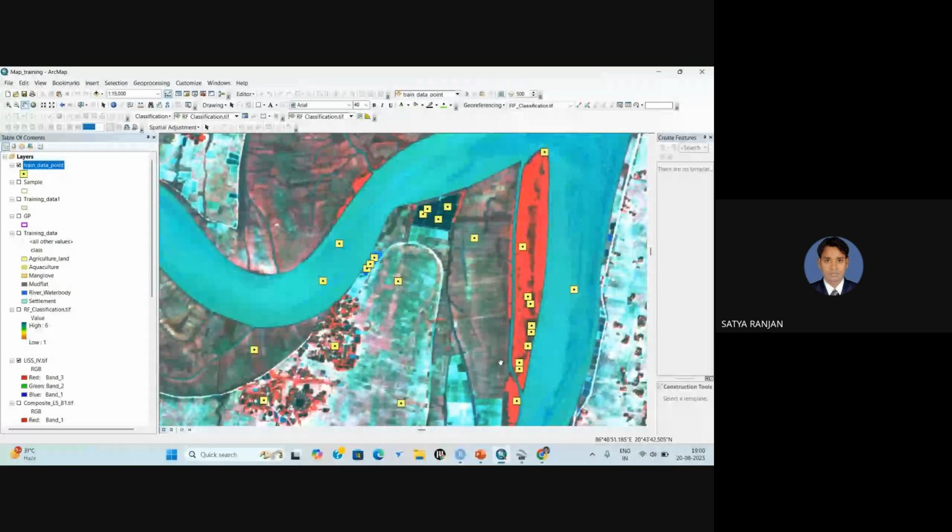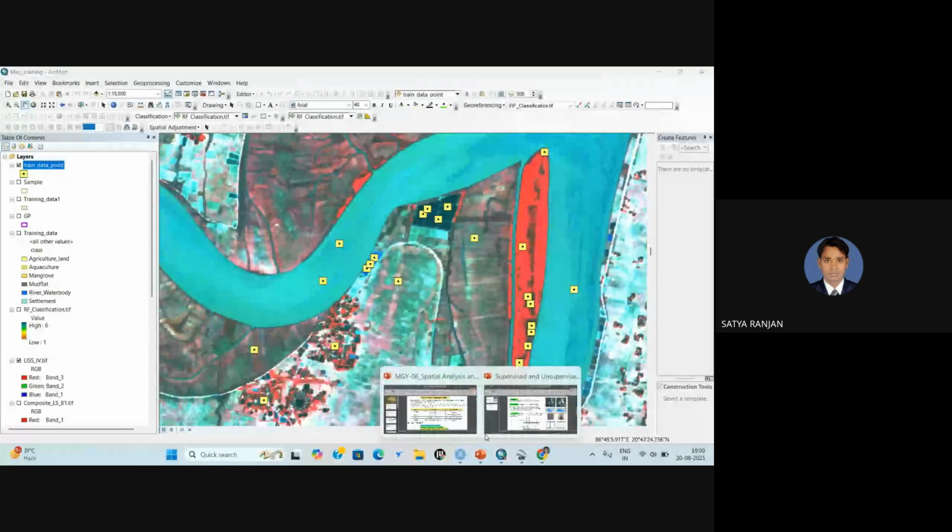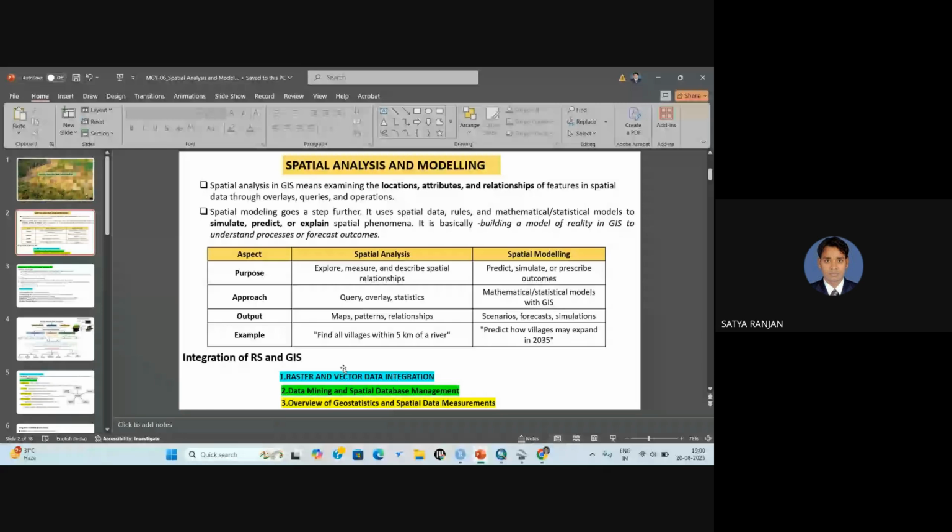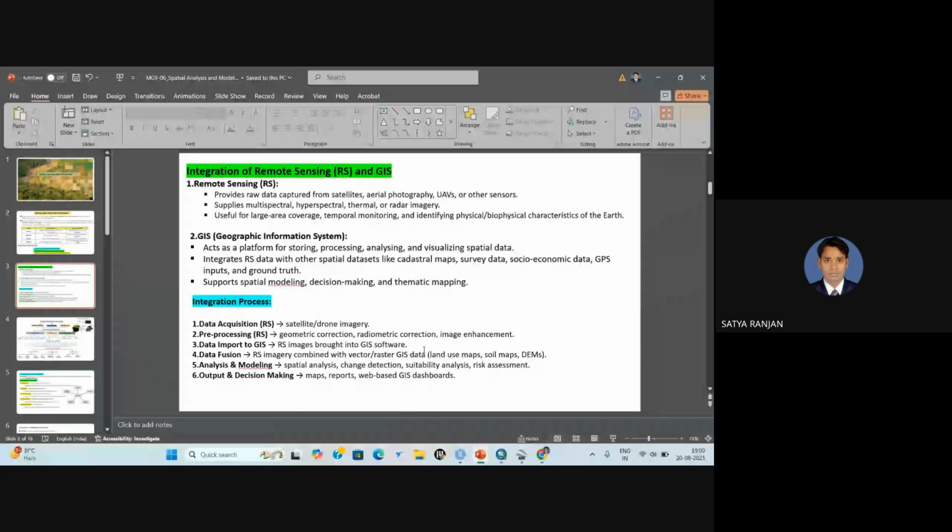So then integration of remote sensing and GIS is raster and vector data integration, then data mining and spatial database management, then overview of the geostatistics and spatial data management. So these are the ingredients for the integration of remote sensing and GIS. So first we just looked at integration of remote sensing and GIS.